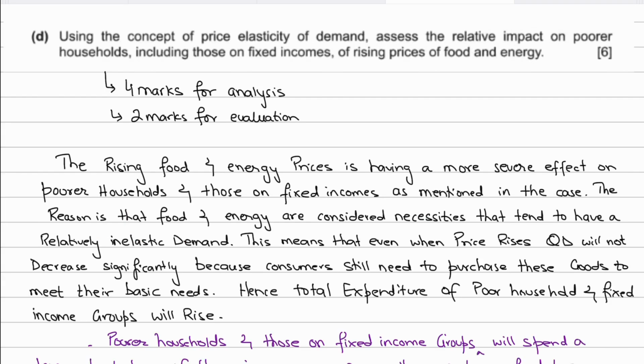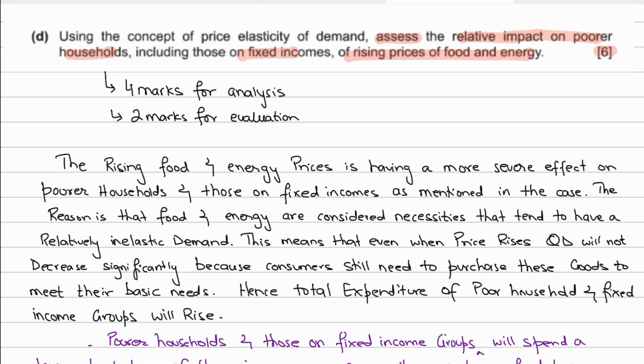Now, part D of the question is saying, using the concept of price elasticity of demand, assess the relative impact on poorer households, including those on fixed incomes, of rising prices of food and energy. It's a 6 marks question. It's a very good, interesting question, and I was so much into this question that I wrote the whole answer. Anyway, Cambridge has reserved 4 marks for analysis and 2 marks for evaluation for this question, including a conclusion.